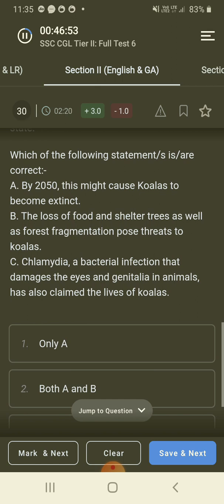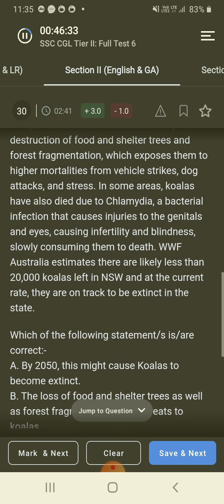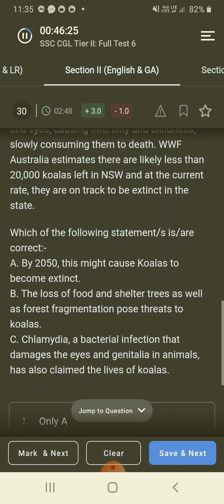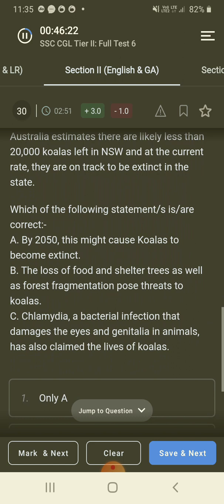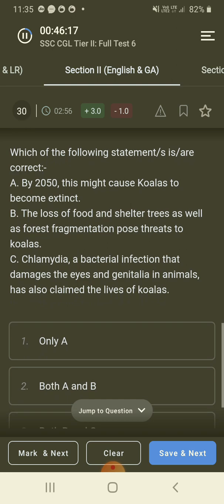Which of the following statements are correct? This might cause koalas to become extinct. The loss of food and shelter trees as well as forest fragmentation pose a threat to koalas. Bacterial infection that causes injuries to the genitals and eyes, causing infertility and blindness, consuming to death. Bacterial infection that damages the eyes and genitals in animals has also claimed the lives of koalas.